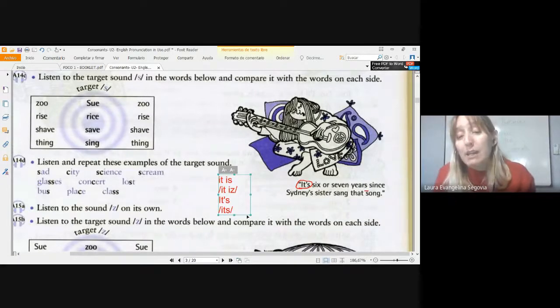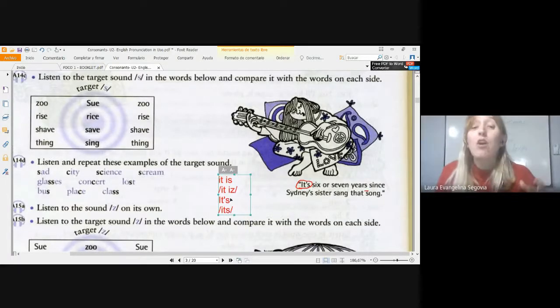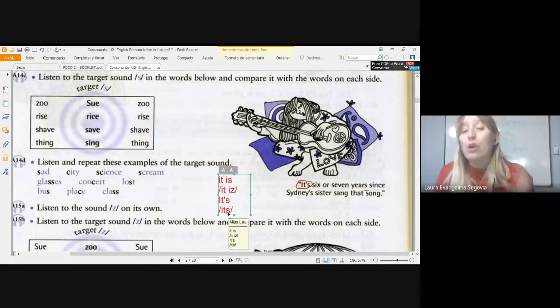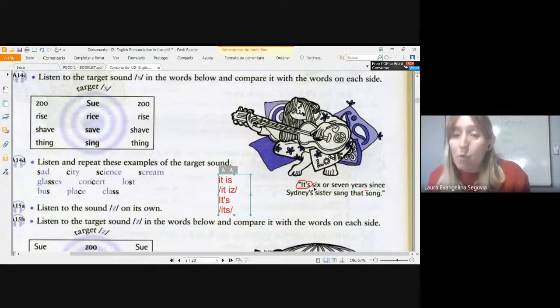But if you have to say the contraction, in this case t is voiceless, and the property of the pronunciation of the verb to be, of being voiced, changes to an unvoiced property. That's why here you say it's 6 or 7 years. It's 6 or 7 years. Okay?